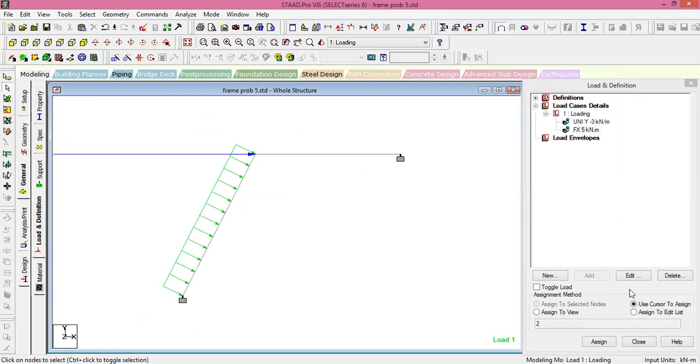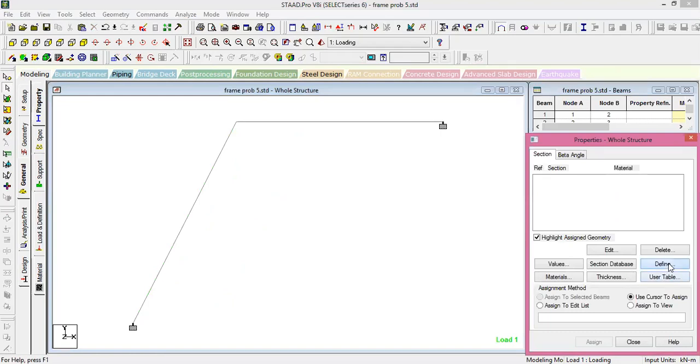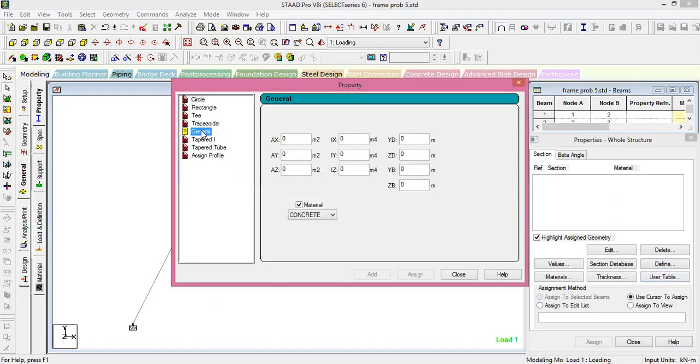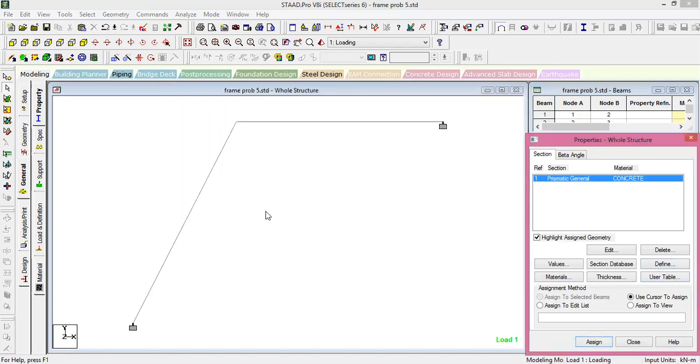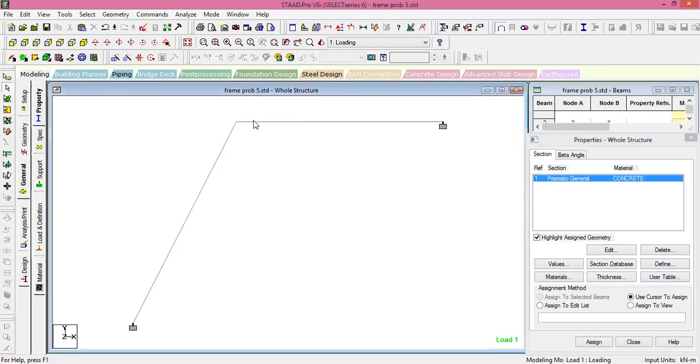Next is go to property, define as usual general. IZ value is 0.000045. Add close. Then select both the members because both are having I values equal to I. We have selected them. We have completed all the modeling part, including loading, assigning the property, and assigning the supports, everything.